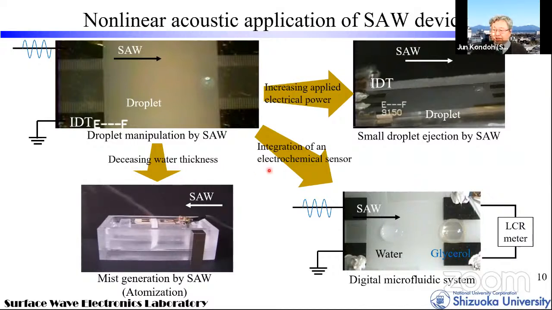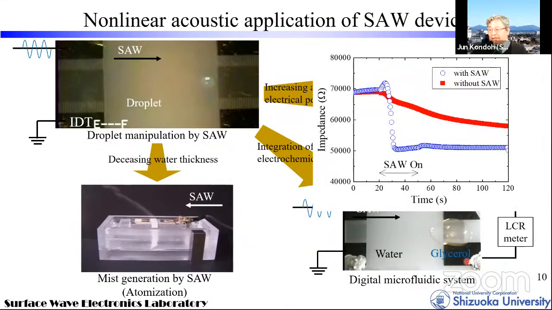The other application is integration of the sensor on the manipulation surface. In this case, the interdigital transducer is used as an electrochemical sensor for detecting liquid impedance, and the water droplet is manipulated and mixed while measuring the impedance change. So using SAW, quick mixing is realized. However, without SAW, at least 10 minutes are needed to obtain the saturation value. Therefore, using SAW is very important for small droplet manipulation and mixture.